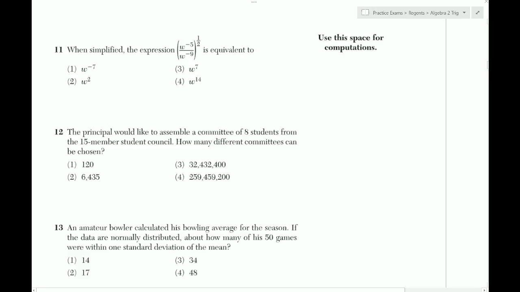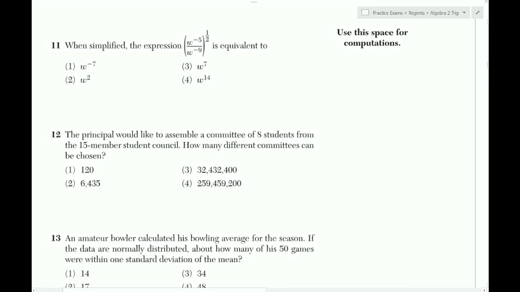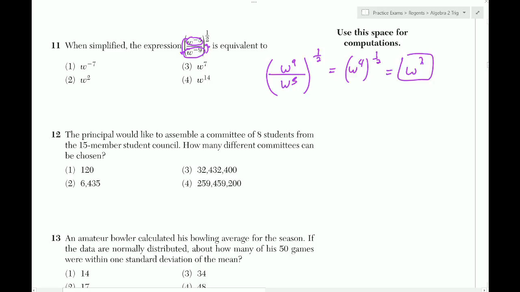Alright, next up we have number 11. So whenever we see negative exponents, that really just means that it's on the wrong side of the fraction, okay? So what we can do is we can take this w to the minus 9 and bring it to the top, and do the opposite with this w to the minus 5. So we end up with w to the 9th over w to the 5th, whole thing raised to the 1/2. And then we subtract exponents here to get w to the 4th to the 1/2. And finally, we multiply these to get w squared as a result.